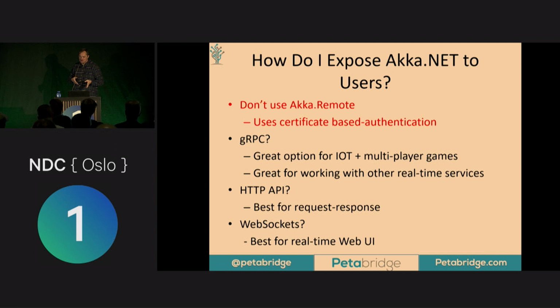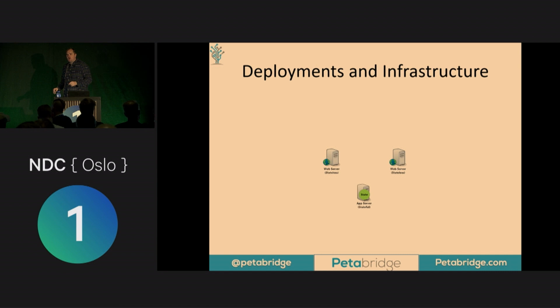And we have a really fun demo called drawtogether.net in the Petabridge GitHub organization, which is like multiplayer paint.net built in Blazor. That's pretty fun. That's all Akka.NET based. Now, the last big question is how do we deal with our infrastructure for hosting Akka.NET, and what do we need to be concerned about when we deploy?